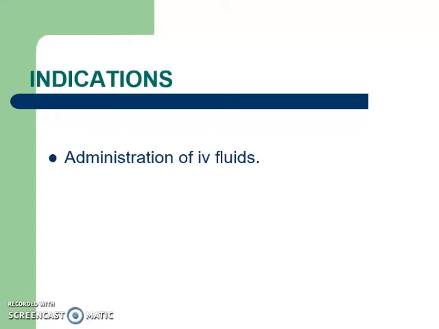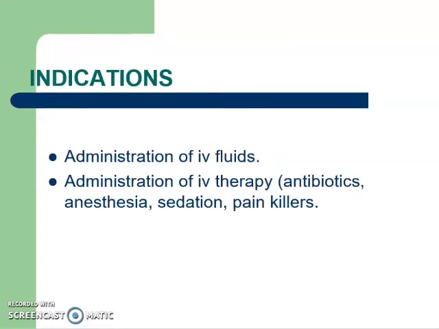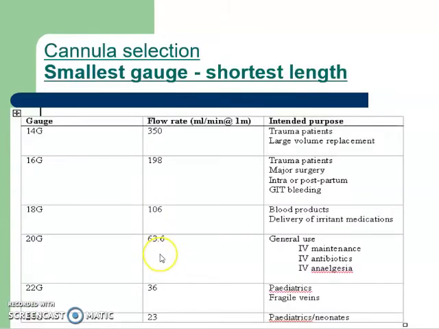Maybe you want to administer IV fluids or you want to give certain drugs like antibiotics, anesthetics, sedation, painkillers. Now, how do you select the gauge and length of the cannula? The principle we follow is smallest gauge and shortest length for whatever purpose you want to cannulate the vein. Now, here is a chart which is showing.